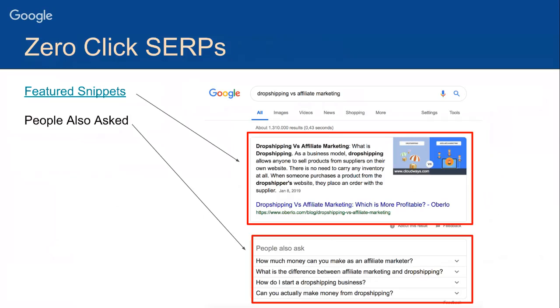So the first 2 zero-click SERPs are featured snippets and People Also Ask. And here is an example. The first box here is an example of a featured snippet when you search for dropshipping versus affiliate marketing. It's in a paragraph format, but featured snippets can also be in a list format and a table format. If you pay attention the next time you do a couple of searches, you may find that you're getting a lot of different featured snippets in different formats, and these are the 3 formats you can get them in.